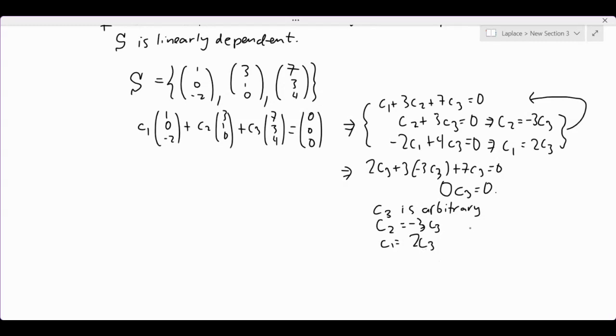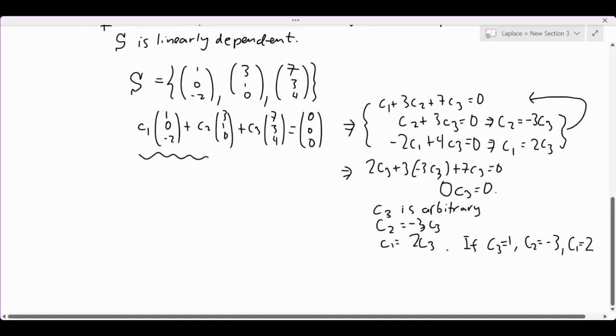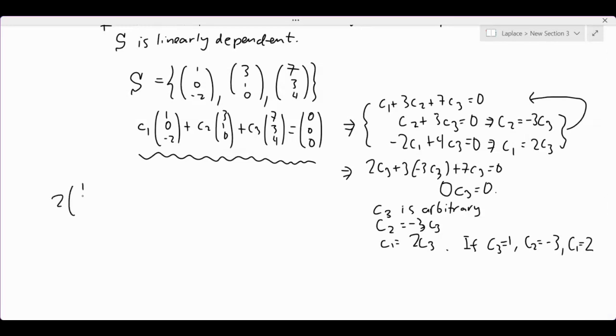In particular, if C3 is equal to 1, for example, then C2 is equal to minus 3 and C1 is equal to 2. Now we go back to our original combination and substitute our values for the C values. So we get 2 times (1, 0, -2) plus minus 3 times (3, 1, 0) plus 1 times (7, 3, 4). And indeed, a quick check on the arithmetic gives us the outcome that the sum of these vectors is equal to the zero vector.